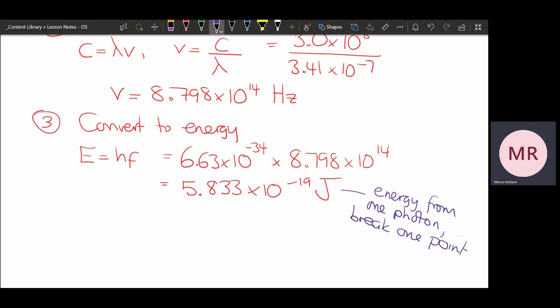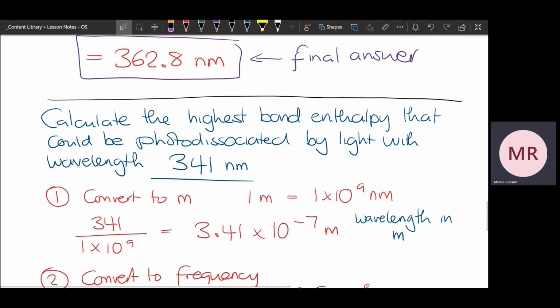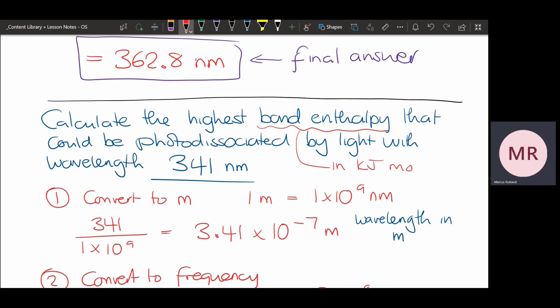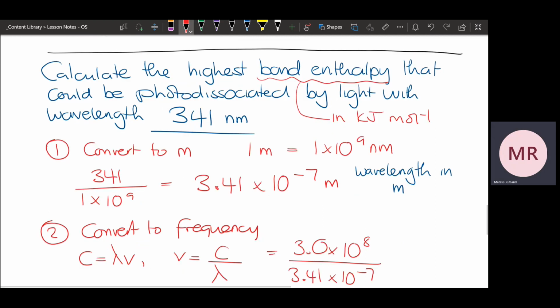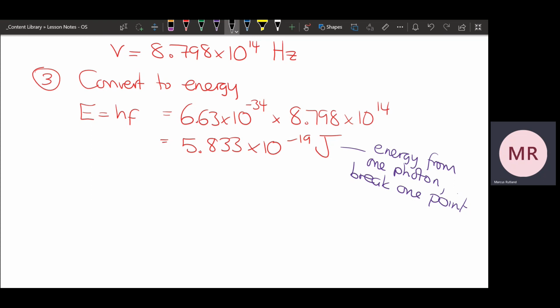Okay, so we're not ready yet because it asked us for the bond enthalpy of the bond, the strongest bond effectively that could be photodissociated. Bond enthalpy is always in kilojoules per mole. That's what all of these enthalpies are reported as. So at the moment we're in joules for a single bond. So we have to carry on our little journey.